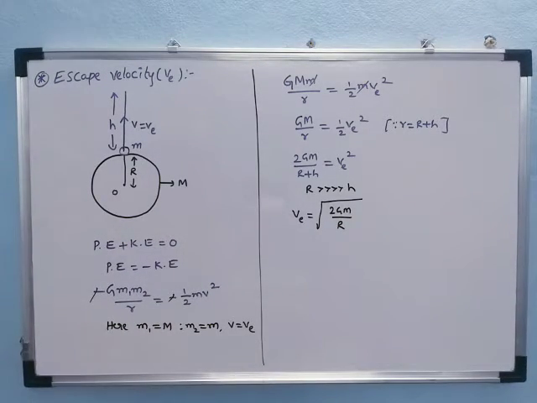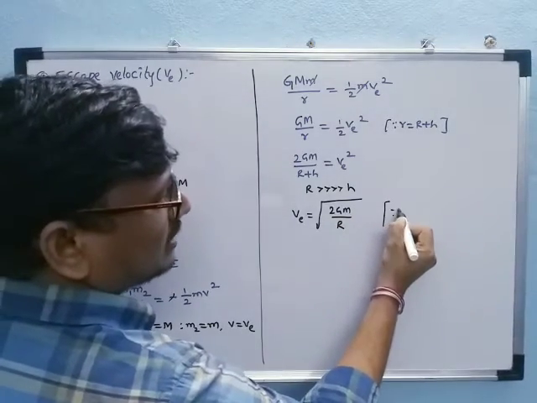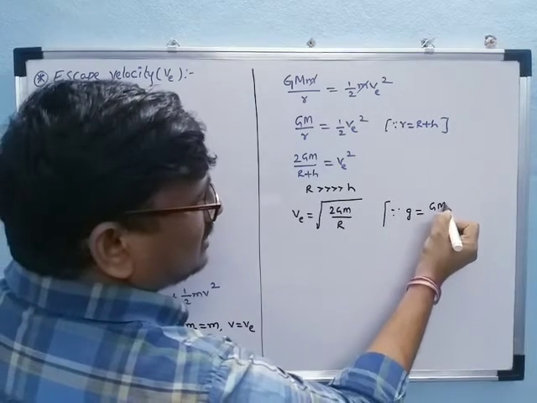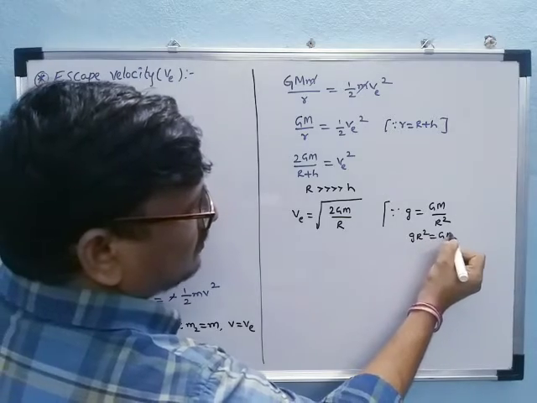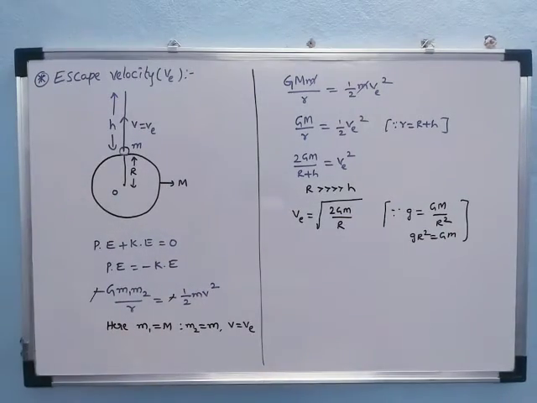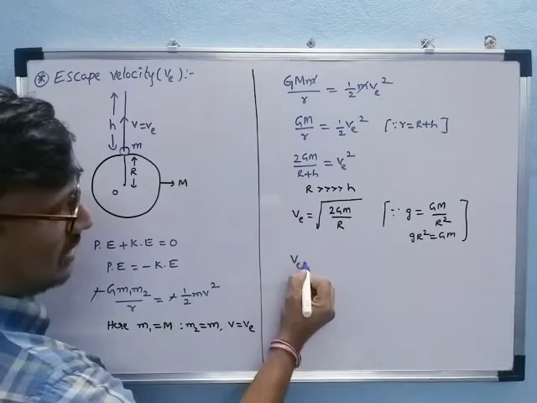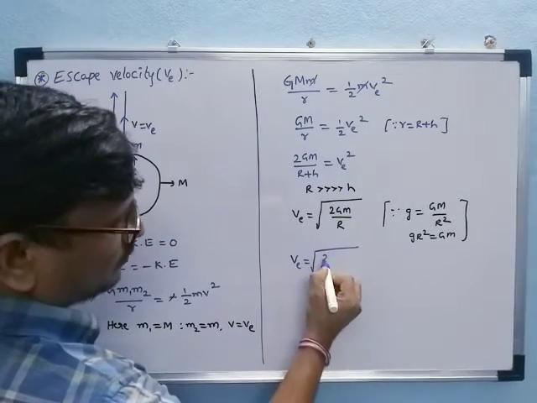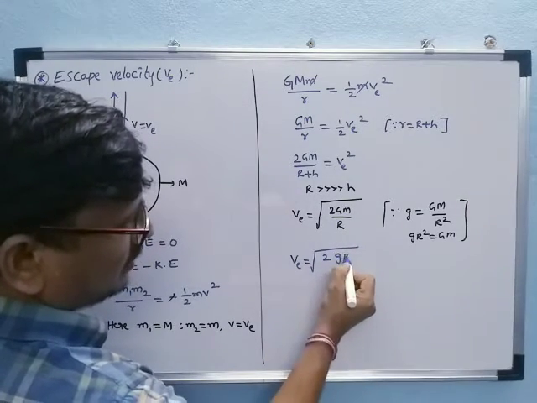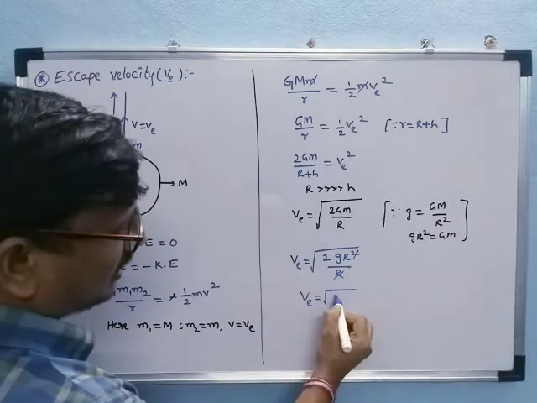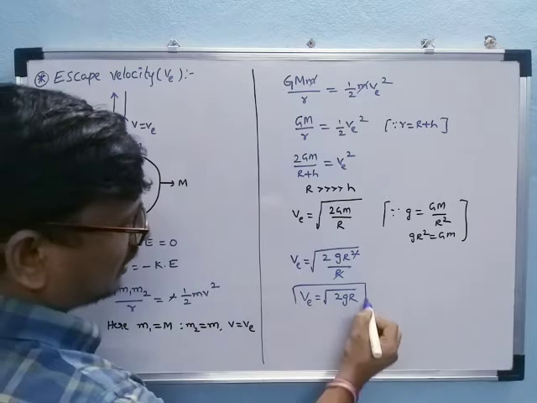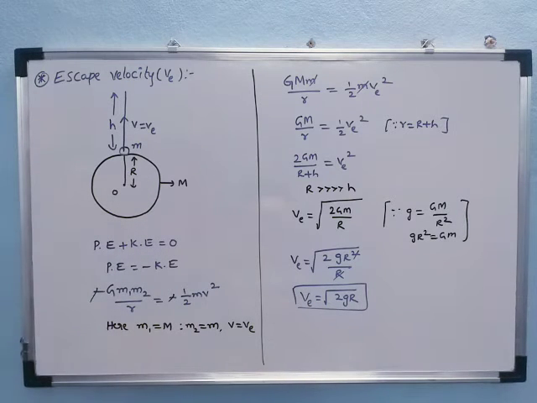We know the relation between small g and capital G: g is equal to GM by R square. Taking the cross multiplication, g into R square is equal to GM. Substituting this value here, the escape velocity of the object is equal to the square root of 2 into g R square by R, so ve is equal to the square root of 2gR. This is the formula for the escape velocity of an object.